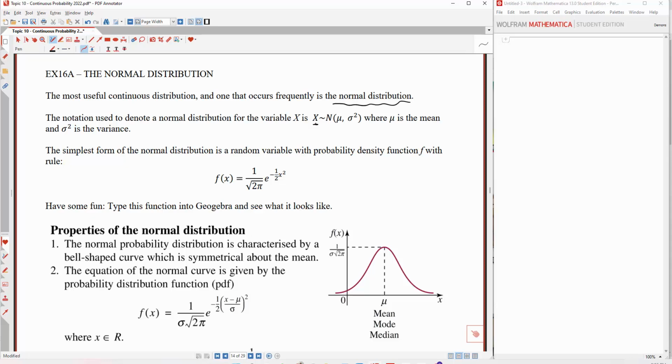So if x is our random variable, this means it's normally distributed. This is the mean of the normal distribution, and this is the variance. Okay? So the simplest form of the normal distribution is a random variable with probability density function f with this rule here. So that's the simplest one.